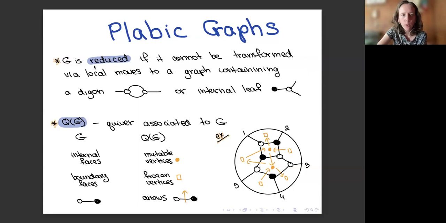A priori, if I give you a graph, it is not so easy to say whether it is reduced or not, because it is up to local moves. If I give you a graph G, just because it doesn't have these configurations, it doesn't mean that after I apply some local moves, I may not see such configurations. So it's not such an easy thing to see. There's an alternative way to define them, but I don't want to go in that direction. So take this for the statement of being reduced. From now on, whenever I talk about plabic graphs, we're always going to assume that these are reduced. We're only going to work on the reduced case.